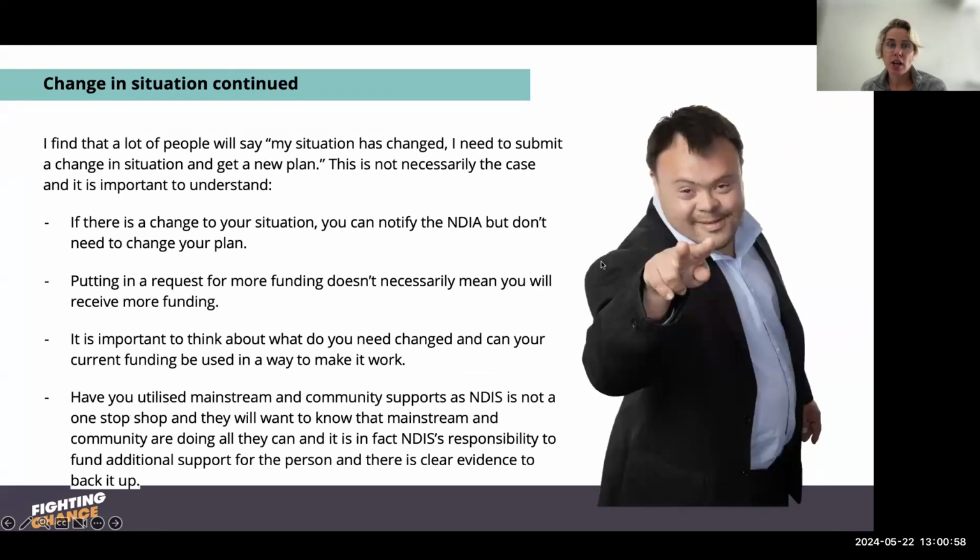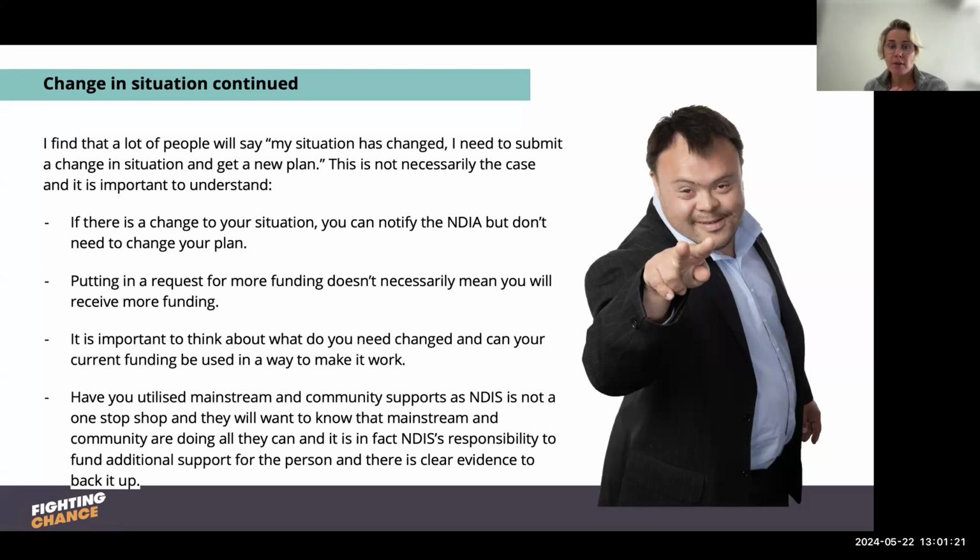So what I just explained, there's this knee-jerk reaction, and sometimes it will come from therapists as well. You can notify the NDIA, but you don't need to change your plan. You can say, my plan still works, I just want to notify you of this change. Putting a request in for more funding doesn't necessarily mean you'll receive more funding.